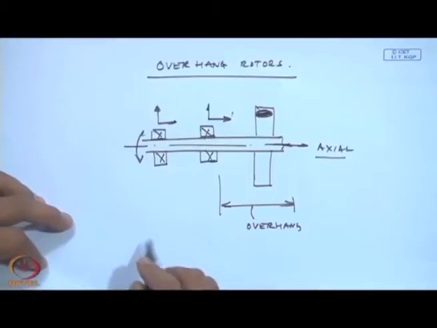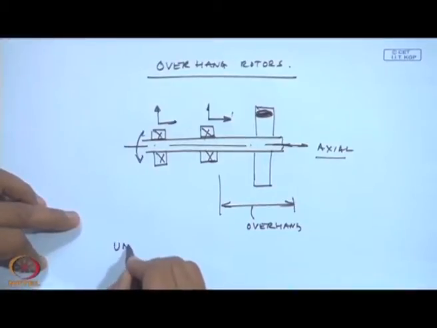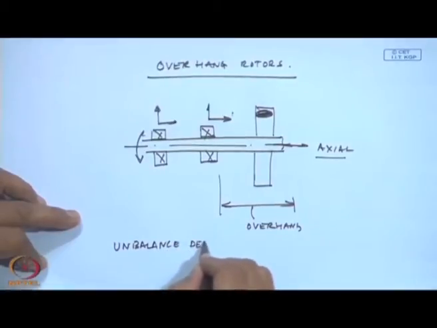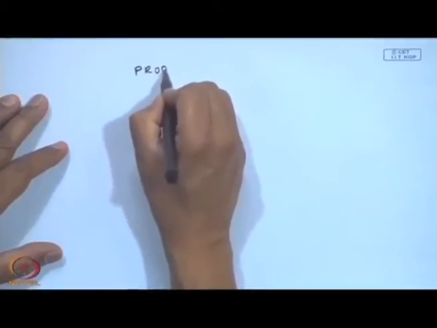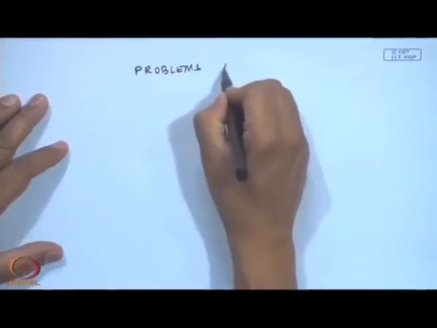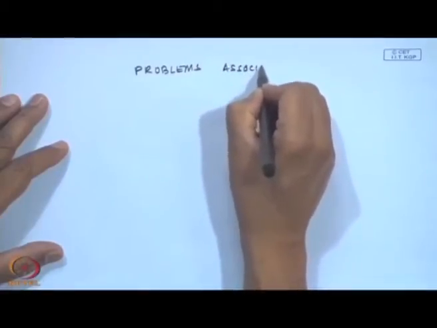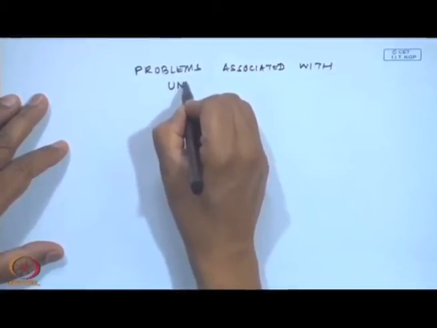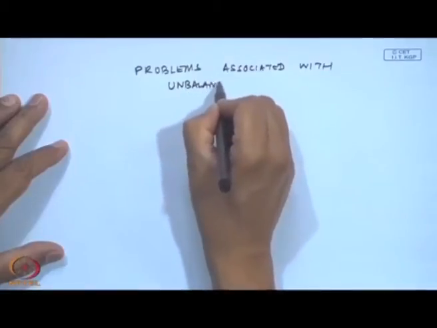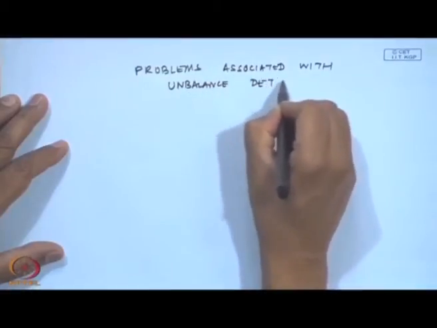But the problems with unbalance detection are many. So, what are the problems associated with unbalance detection?